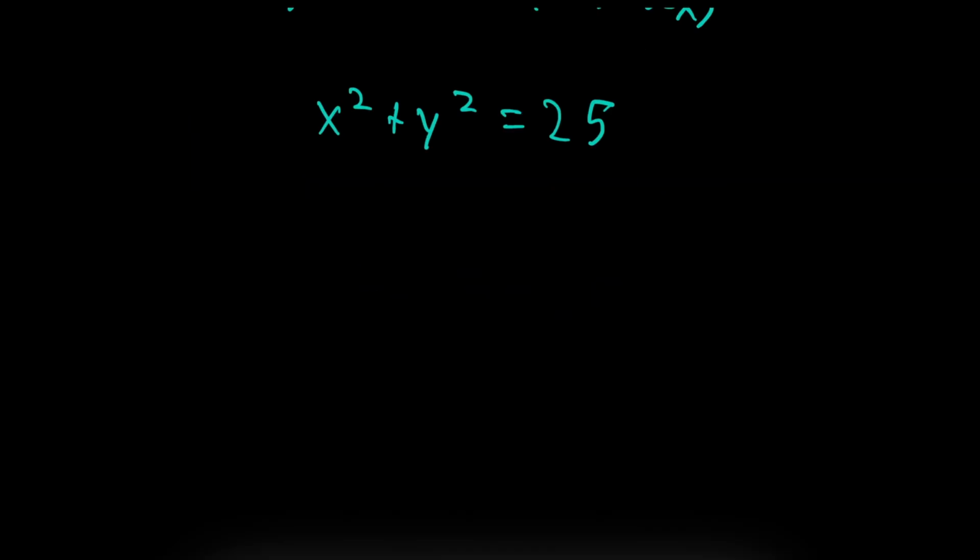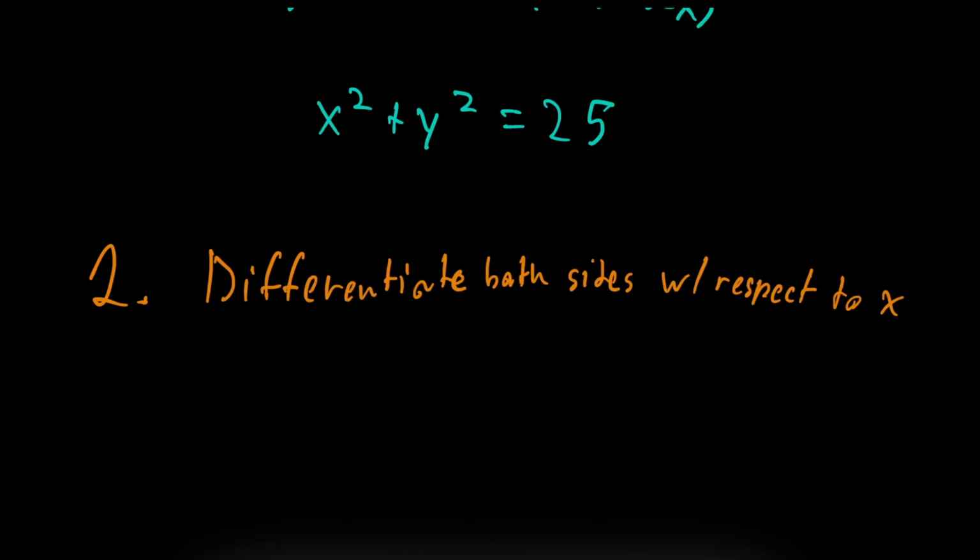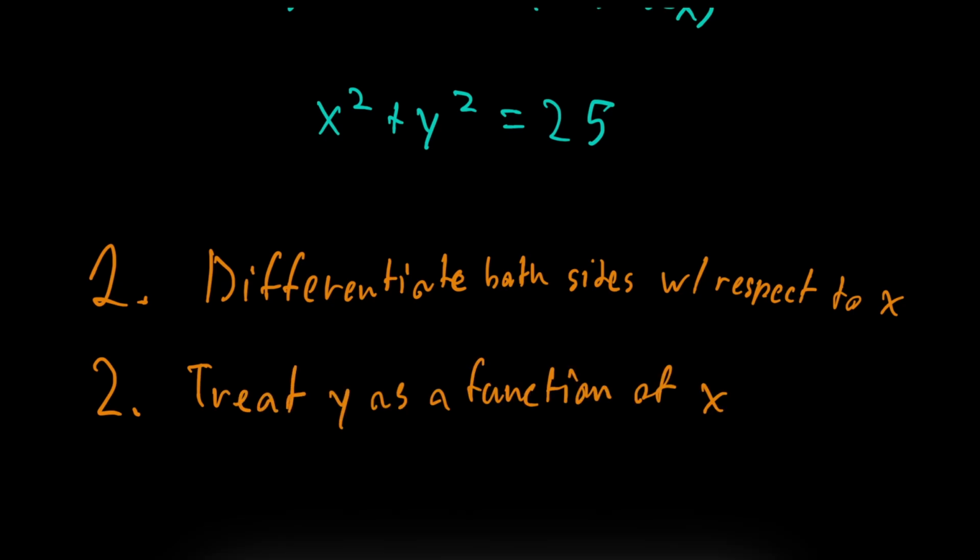Some key ideas here. One, you would differentiate both sides of the equation with respect to x. Two, you would treat y as a function of x. That means every time you differentiate a y term, you would multiply by dy dx using the chain rule. And three, you would then solve for dy dx.